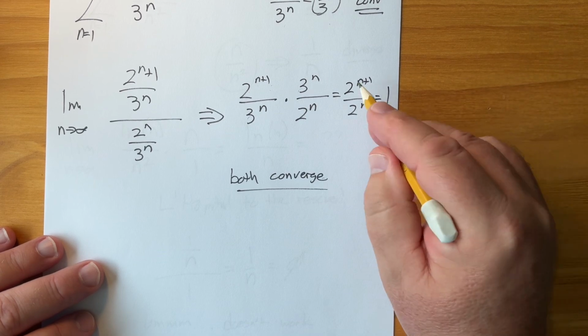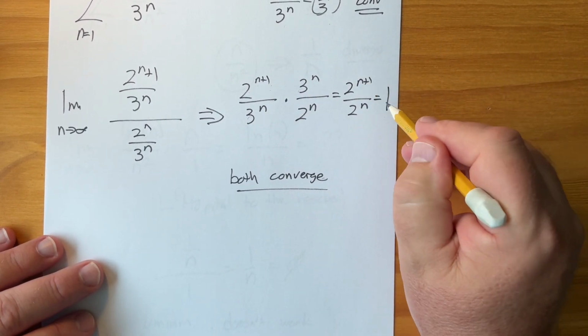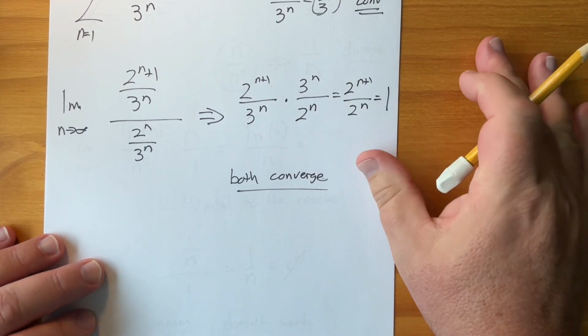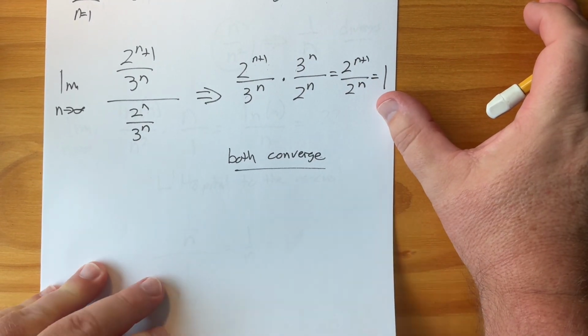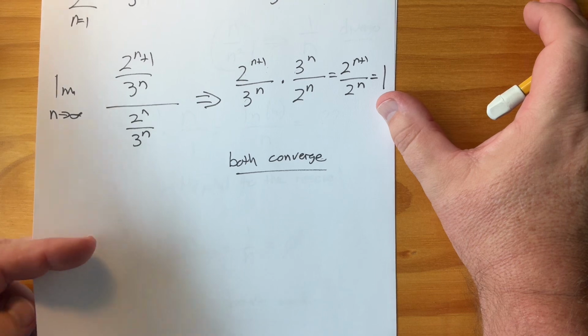Is that going to be 1? No, that should be 2. Doesn't matter if it's 1 or 2, it heads to a number is the point, right? That the ratio is 2, because that's times 2, not plus 1. And so, again, both converge.